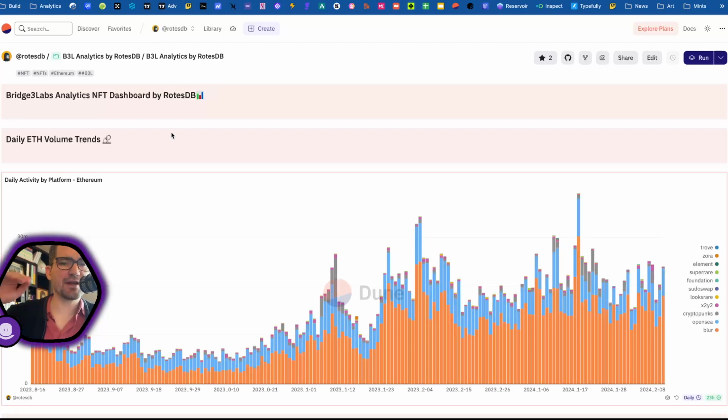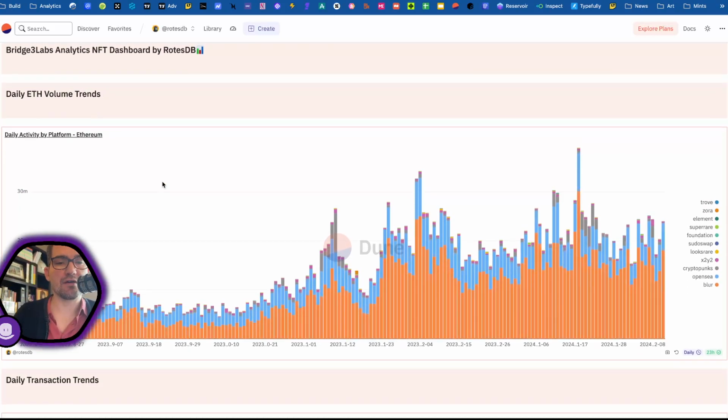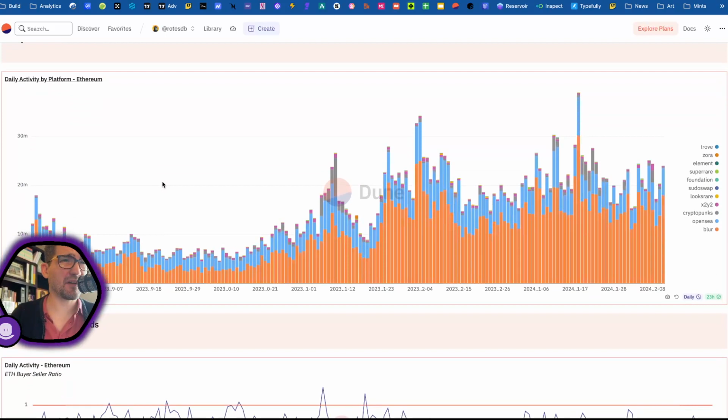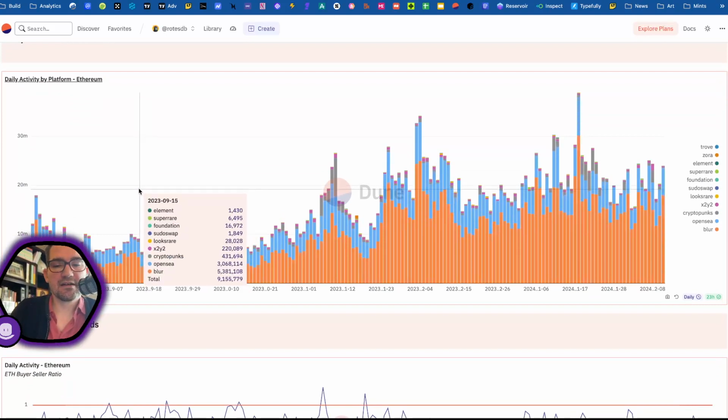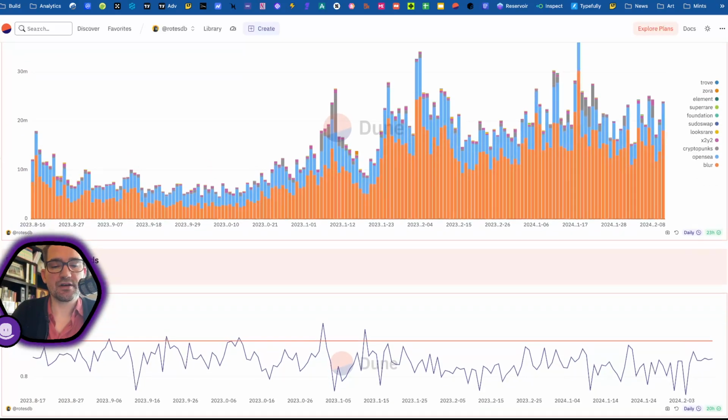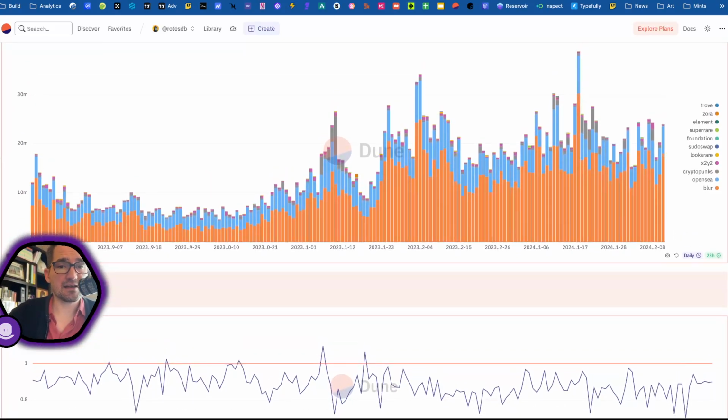So last week I mentioned that I had transferred the B3L dashboard from Google Sheets that members had access to into Dune, and so really I've combined everything that I had in the Google Sheets, at least the main market metrics, into Dune in a way I think is nice and easy to consume what's going on in the market.